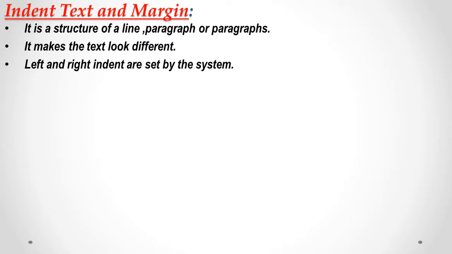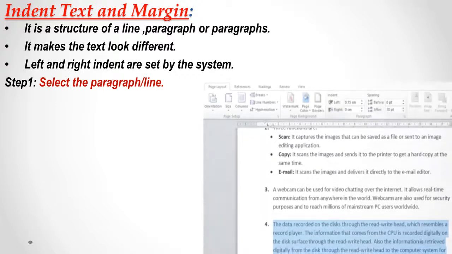Left and right indent are set by the system default. You can change them however you want. How can you change the indent of a selected paragraph or a line? Step 1, we need to select a paragraph or a line. Whichever paragraph or line you are going to give the indent effect to, you will get to know how the output will be. First, you need to select the paragraph or line.